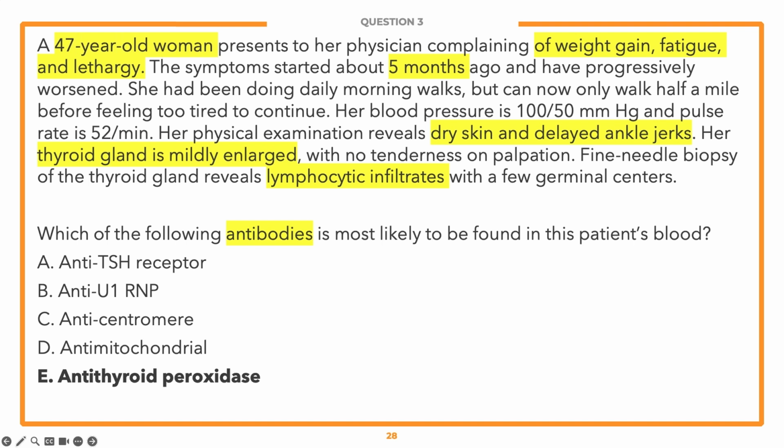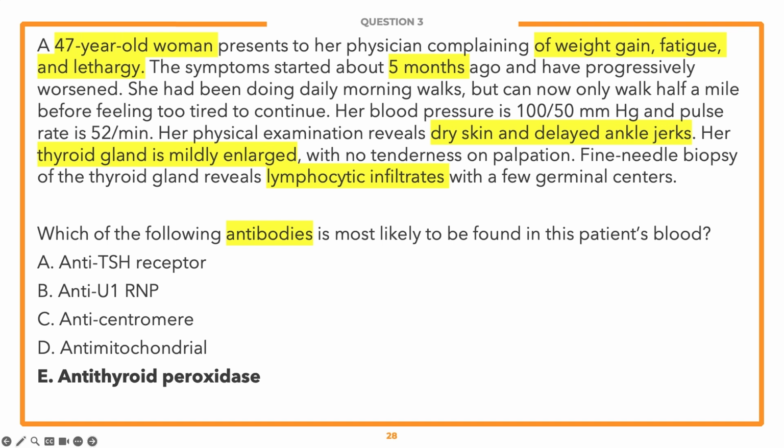So there is a page in First Aid that I would say is very high yield, going over the antibodies, and they list them all off, all associated with different conditions. Let's go through it. A lot of you guys picked A, anti-TSH receptor antibody. What do you guys think that is related to? I'm going to see some of you drop it in the answer. Yep, Graves' disease. Great. So this would present as hyperthyroidism.